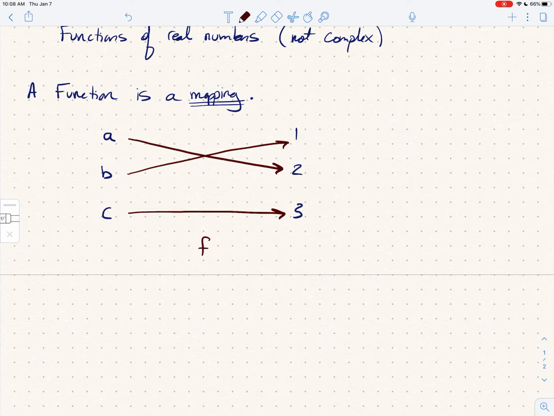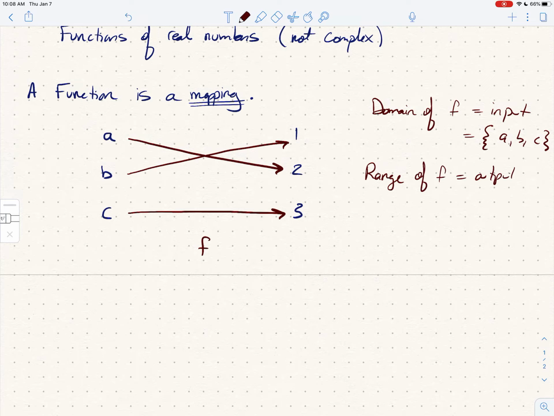And so the notation that we're interested in, several things, is the domain of f. That's the input set. And so for us, this would be the set A, B, C. And then in this course, we'll use the word range. The range of f, this is the output set, and this would be the set 1, 2, 3. All right?